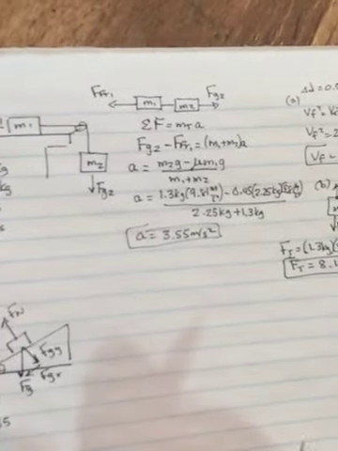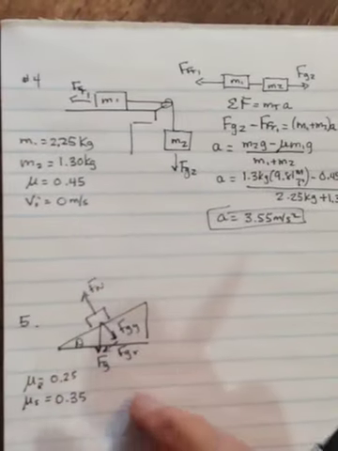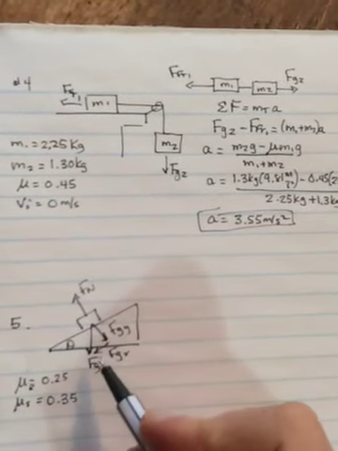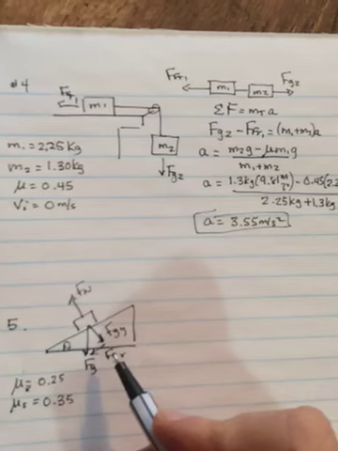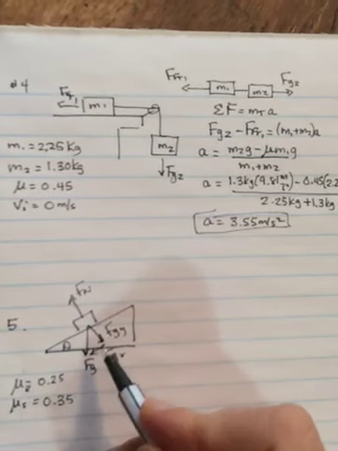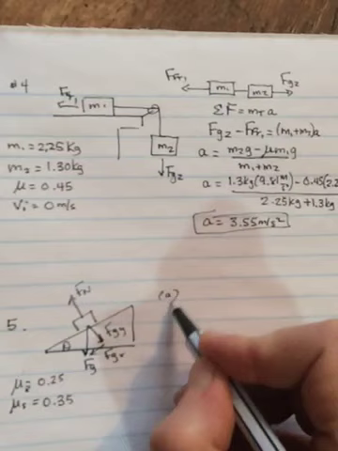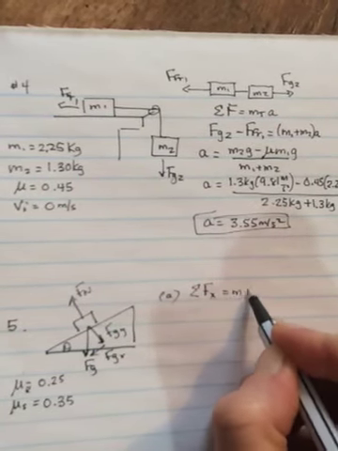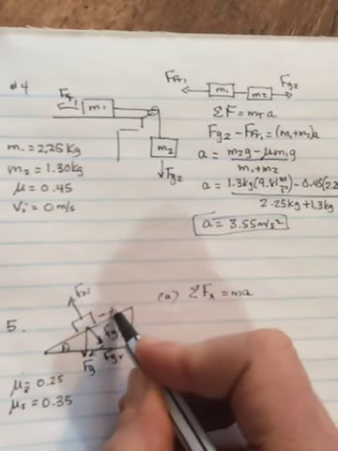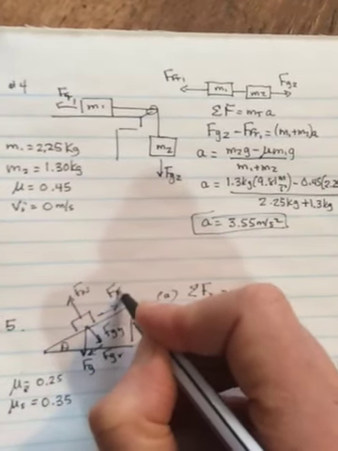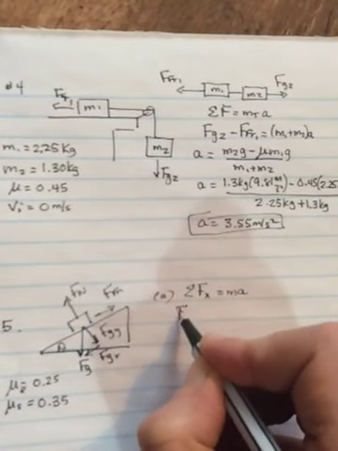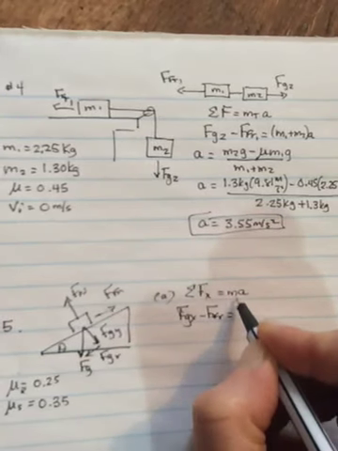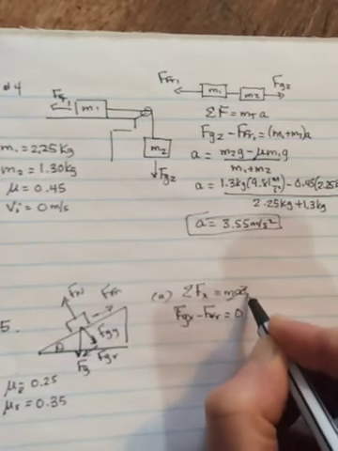All right, number 5. Number 5 is actually not even a multiple mass. Number 5 is just a single mass, and it's at rest. It doesn't tell us the angle, it doesn't tell us the mass, and the first part wants us to find the angle. So the sum of the forces in the x direction is equal to ma. It's going to want to slide down the incline, so friction would be acting up. So it would be FGX minus friction, and that's going to equal 0 because it's not sliding.